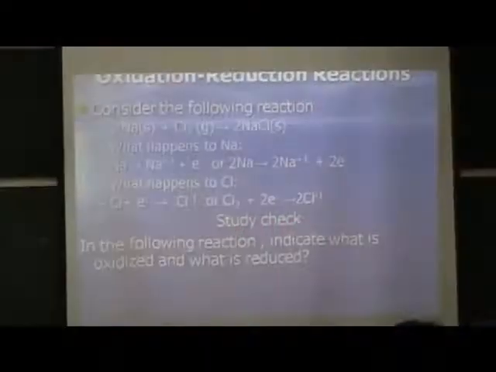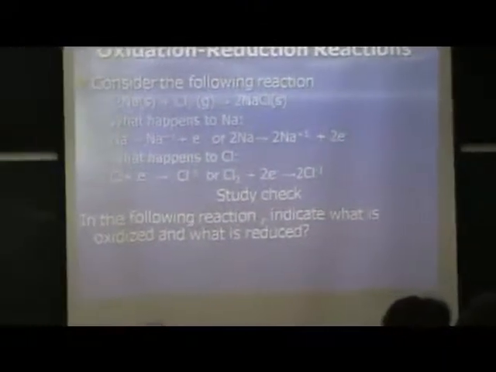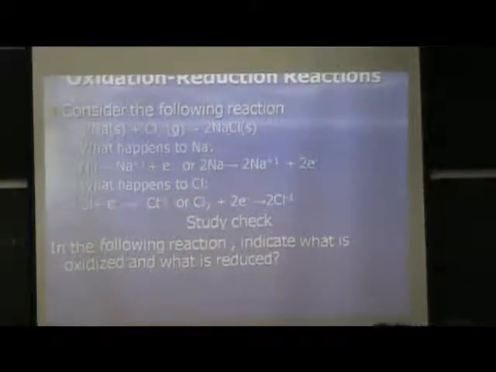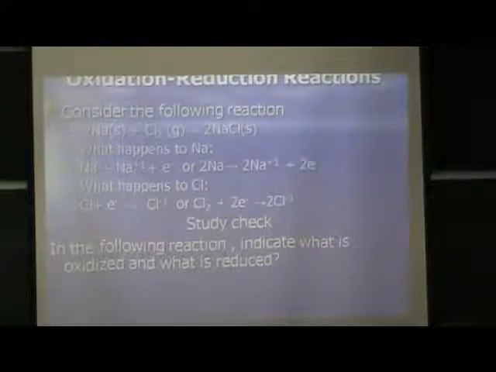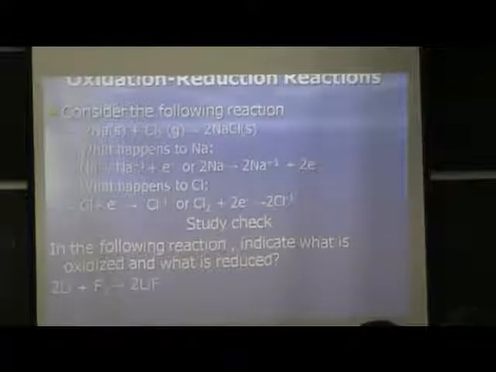The process of losing an electron by an atom. If a substance loses electrons, we call that substance oxidized, right? And reduction is the opposite, which is the gaining of electrons. The process of gaining electrons is said to be reduction. So we have some examples here.